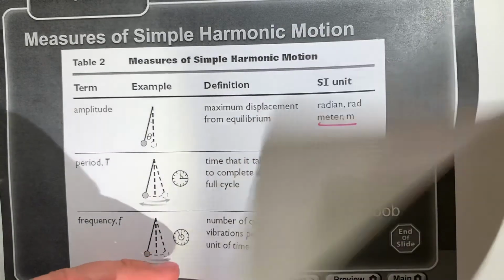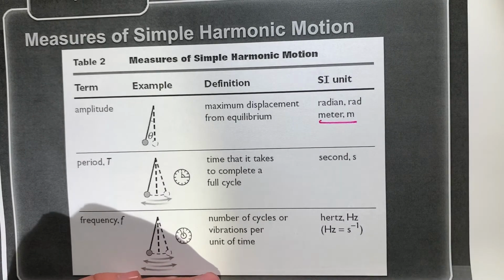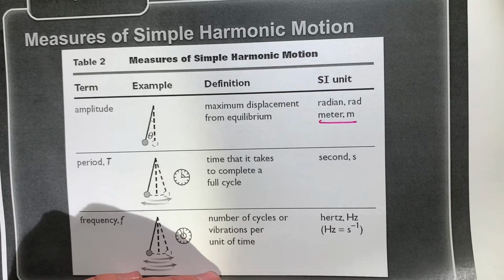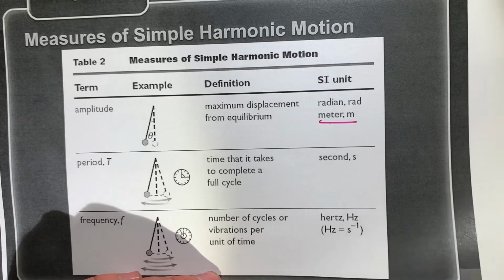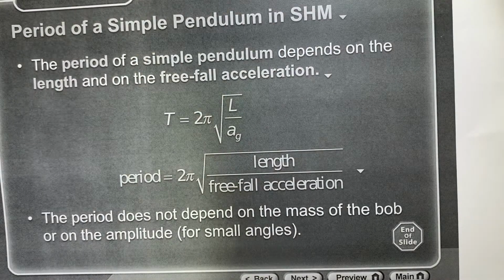Now, we're going to be seeing two formulas in this section. The first one is for the simple harmonic motion of a pendulum, and the second is for the simple harmonic motion of a mass spring system. All the formulas that we're going to be using are solving for the period of either the pendulum or the mass spring system.